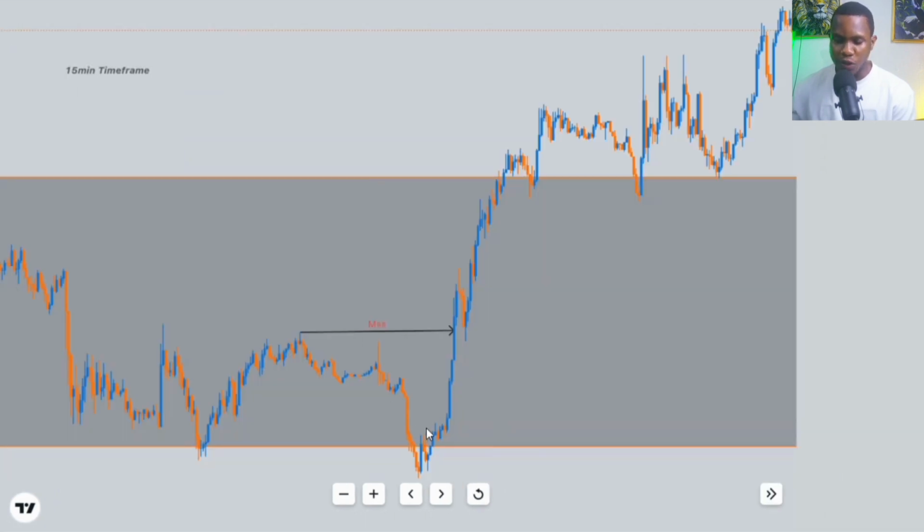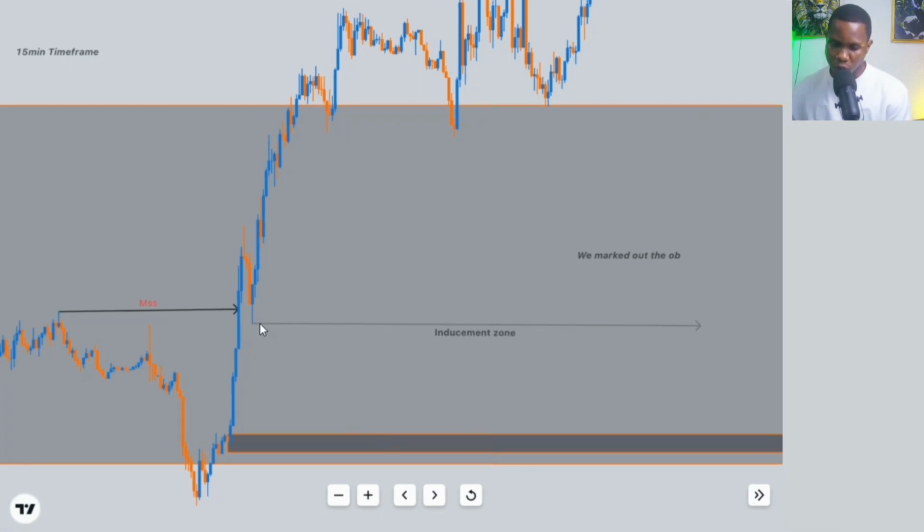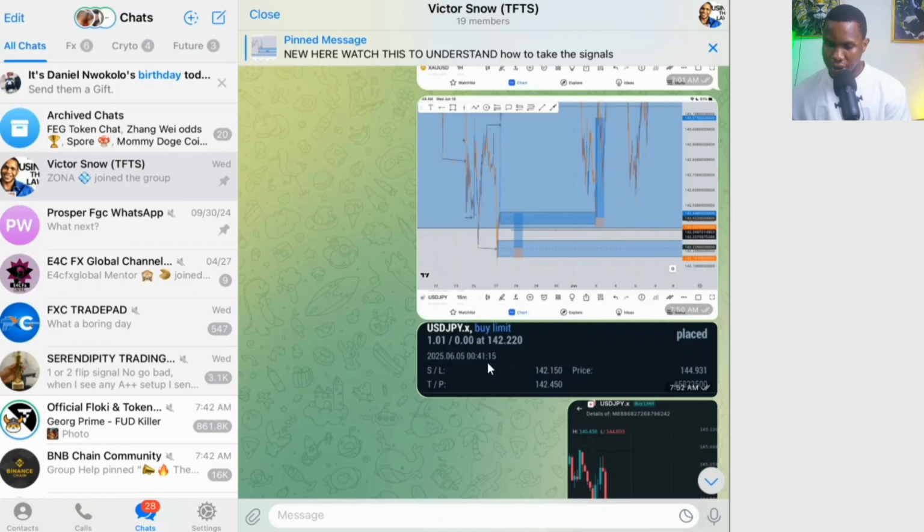When you go back to this 4-hour demand zone, we made a market structure shift immediately, guys, and that is when I marked out this order block to trade from, and this is now my inducement zone, the first pullback after a break of market structure. And I'll mark out the second order block that we didn't fill, guys. Look at it right here.